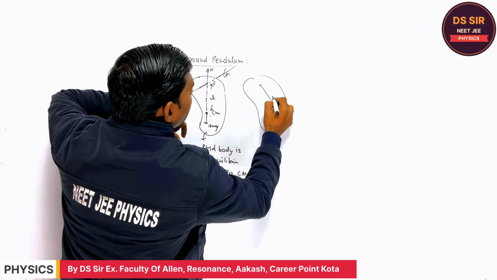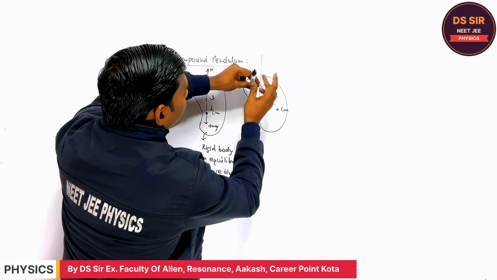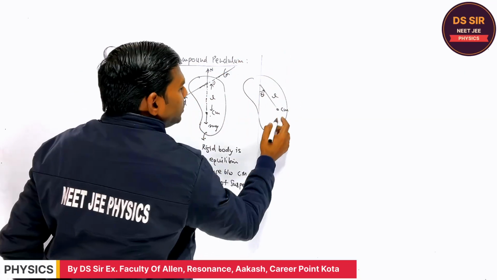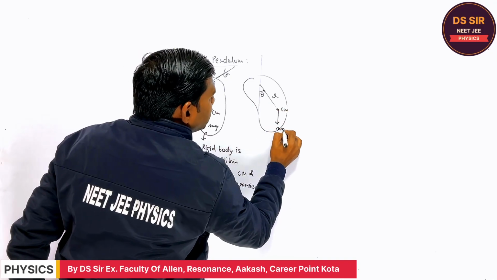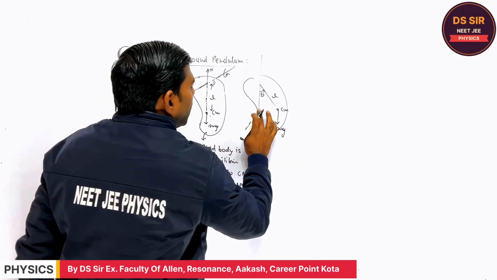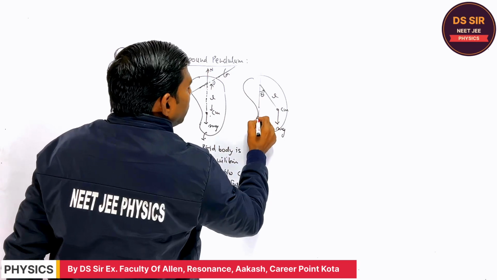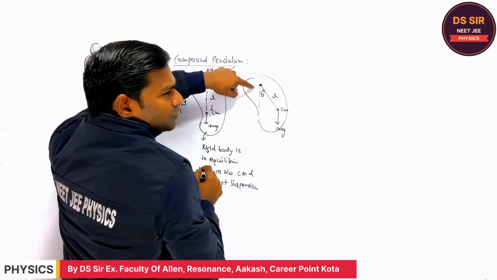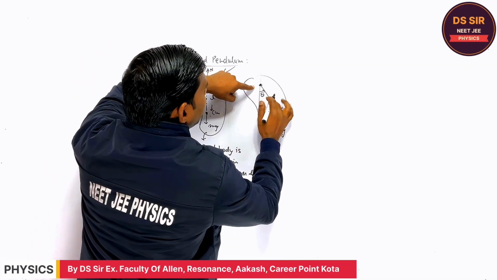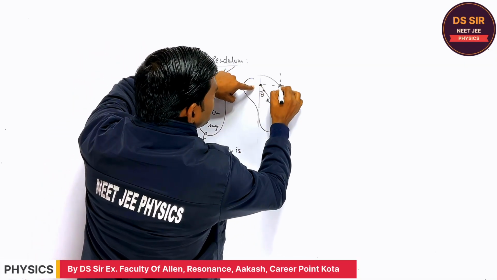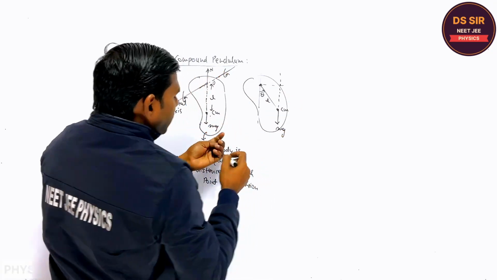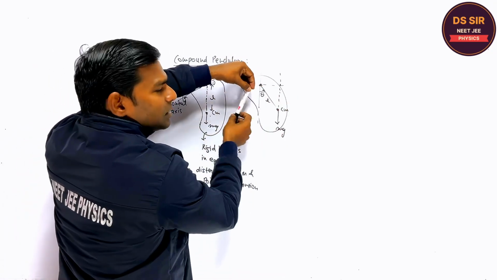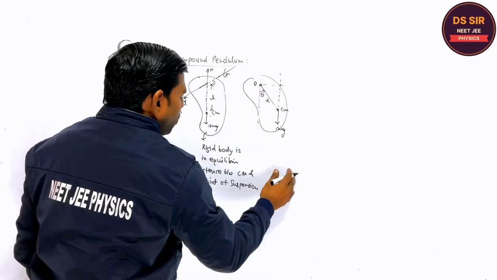When you give a small angular displacement, the body is displaced a little and its center of mass comes over here. This is the horizontal axis. If you give the small angular displacement in this direction, this is the mg. Now you have to find the net torque, the restoring torque. It will perform angular SHM.